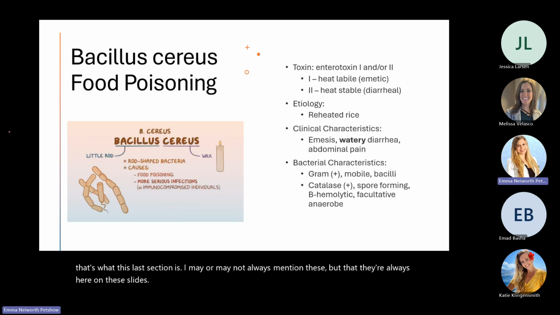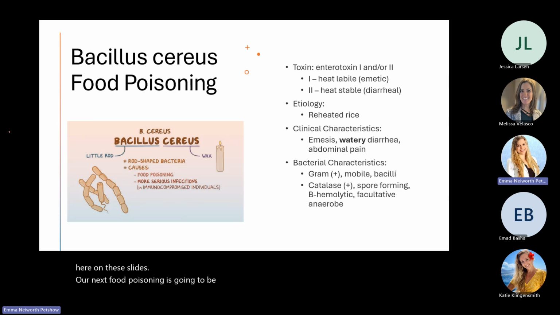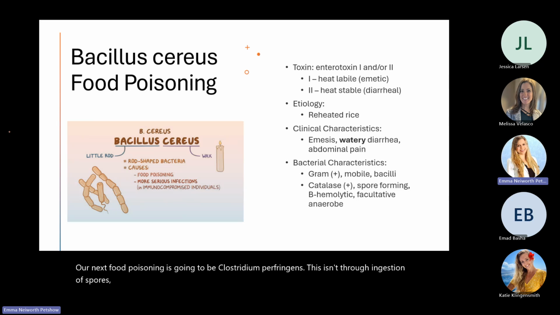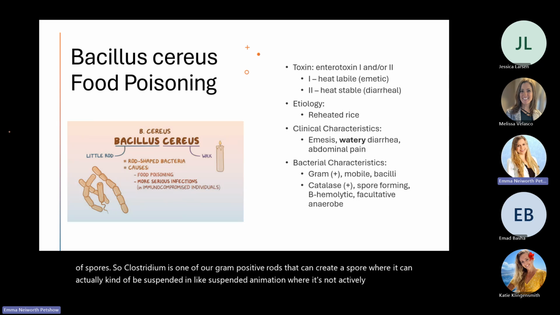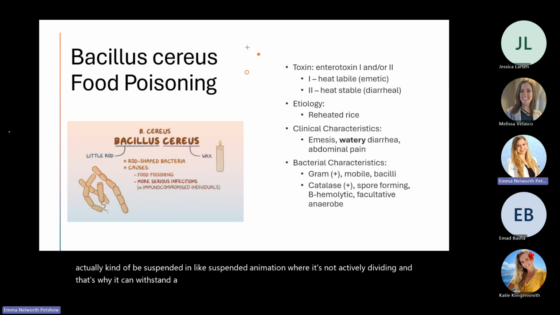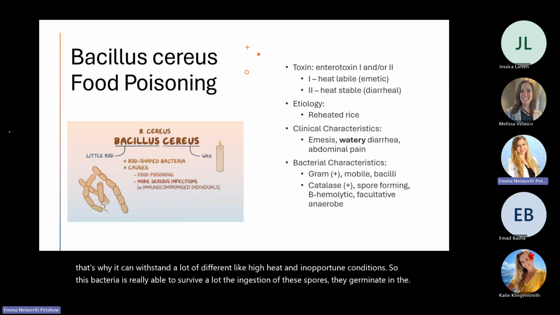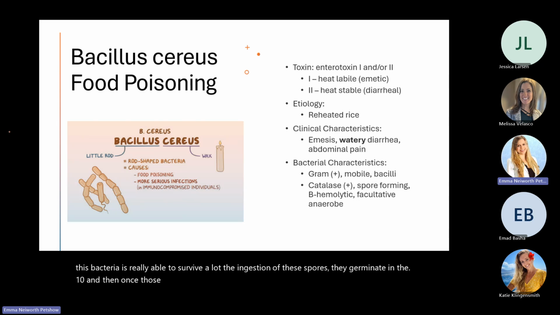Our next food poisoning is going to be Clostridium perfringens. This is through ingestion of spores. Clostridium is one of our gram-positive rods that can create a spore where it can be in suspended animation, not actively dividing. That's why it can withstand high heat and inopportune conditions. This bacteria is really able to survive a lot. The ingested spores germinate in the intestine, essentially sprout, go back to normal, and release an enterotoxin.